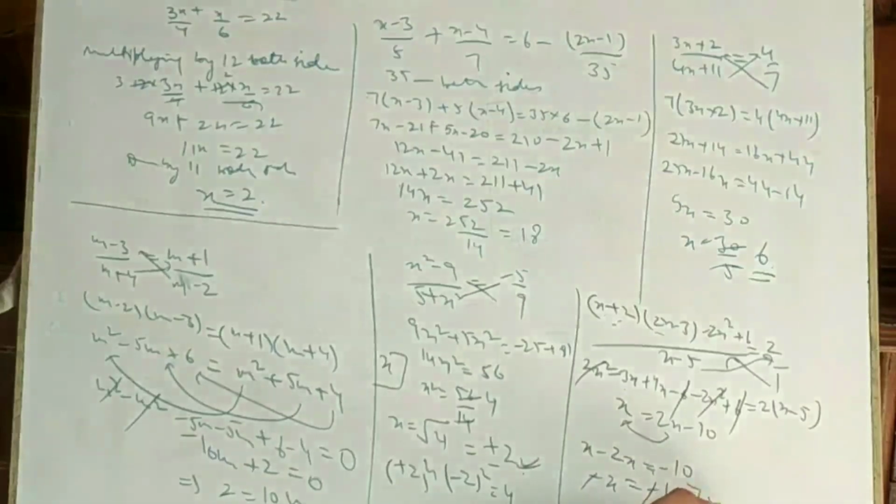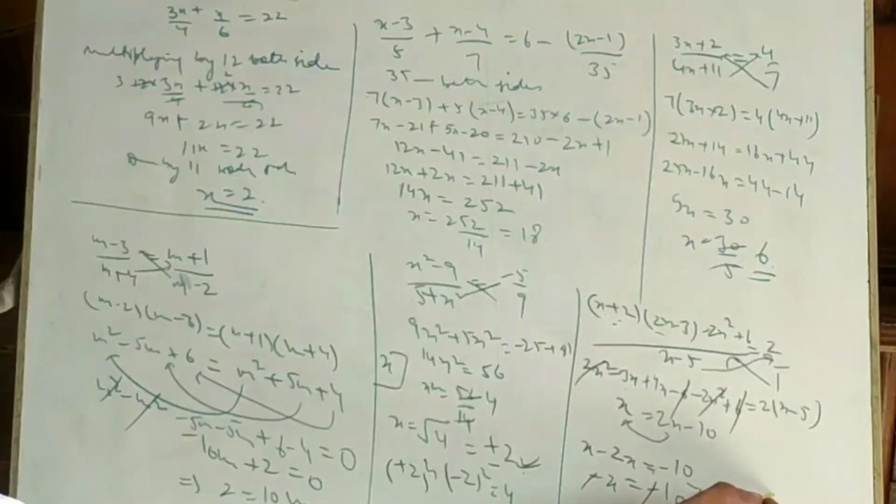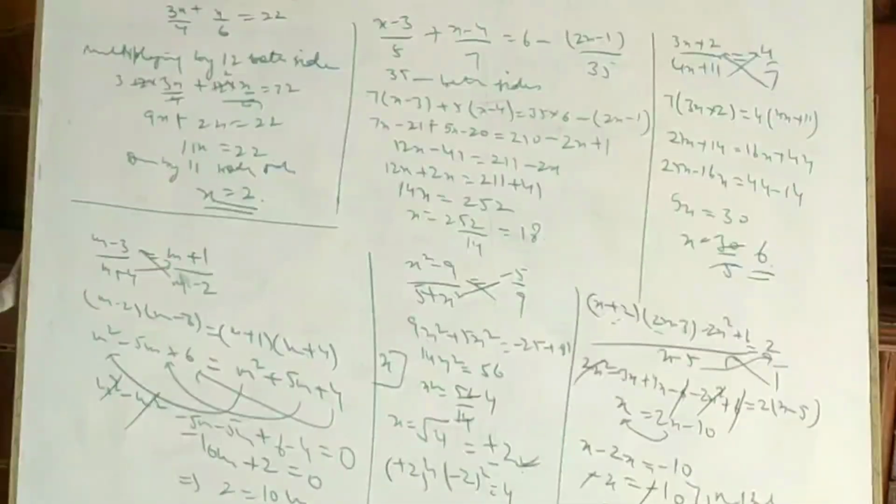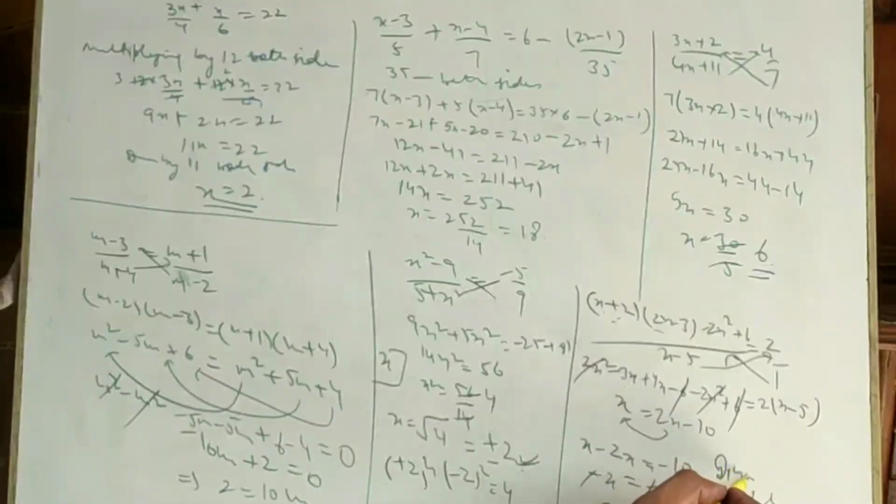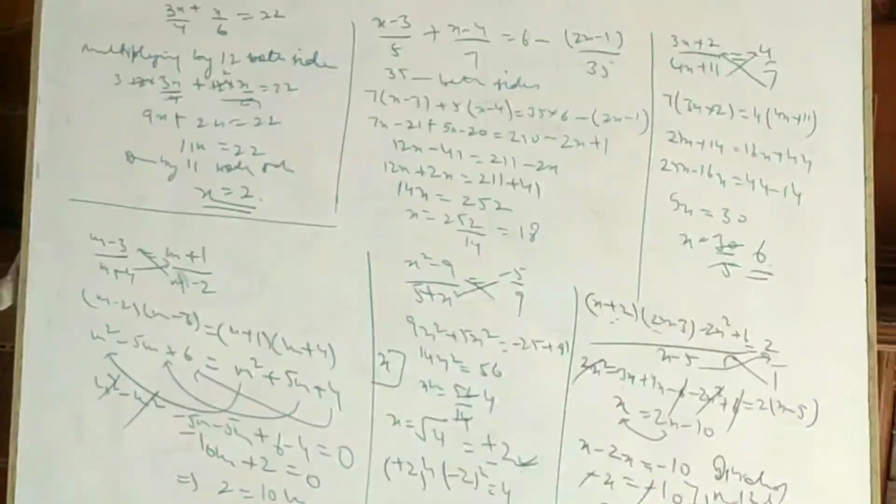How have we cancelled it? You can also say this as multiplying both sides by -1, or you can also term it as dividing by -1 on both sides. So in both cases x becomes positive, and so -10 becomes positive.